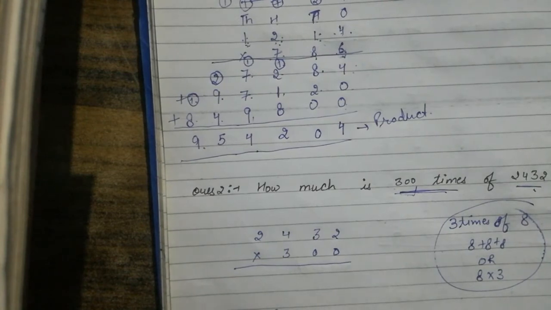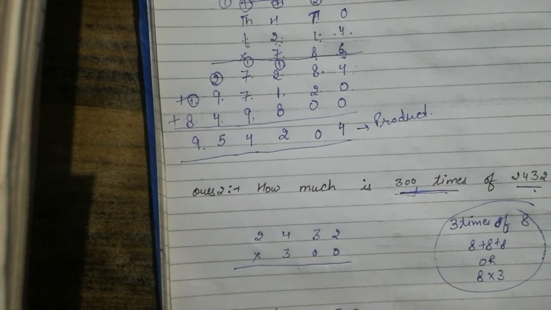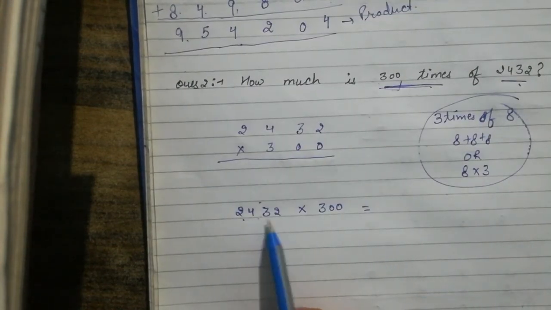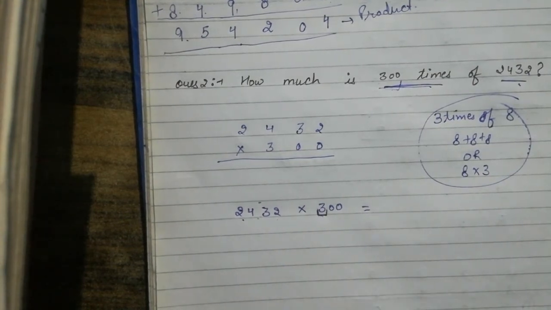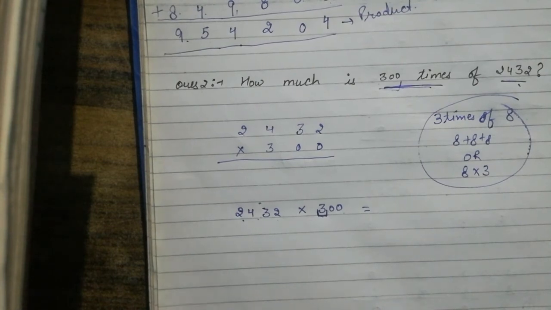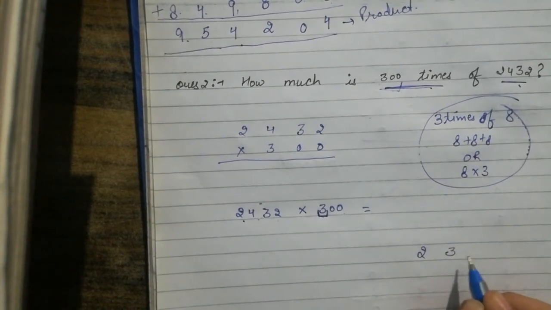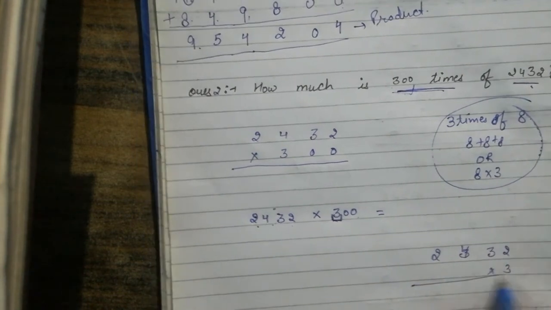What that property says? That property says that write down the number 2432. This number is to be multiplied by 300. So what you have to do? You have to multiply 2432 by this 3. Forget the zeros for once. एक बार के लिए आप zeros भूल जाइए और बिना जीरो के जो नंबर बचता है उसको इस नंबर से क्या करेंगे? मल्टीप्लाई करेंगे. So 2432 is to be multiplied by 3.